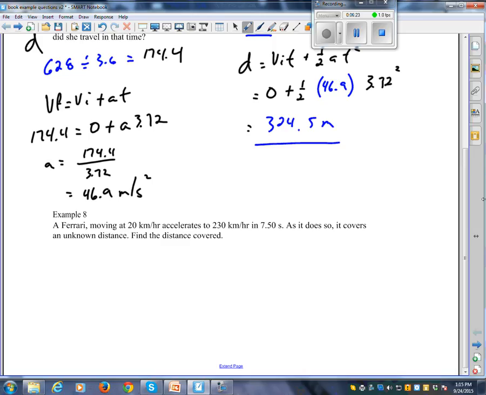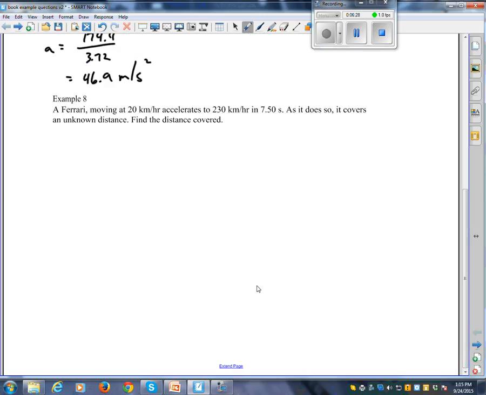I'm just going to do it up here, but you're more than welcome to. Should I convert those to meters per second and then subtract, or should I subtract and then convert to meters per second? Doesn't matter, although one way is one less thing to do, right? If you subtract first, 230 minus 20 is 210, divided by 3.6.